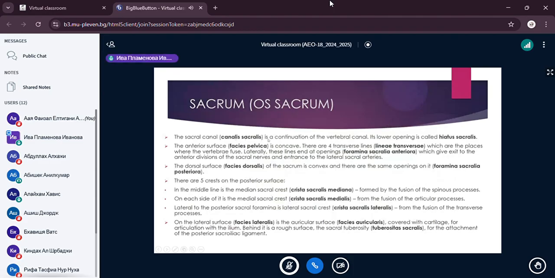Here are all these things. Sacral canal with its opening hiatus sacralis, facies pelvica or anterior surface with the transverse lines, with the foramina sacralia anteriora, the dorsal surface with foramina sacralia posteriora, crista sacralis mediana, both the 2 crista sacralis medialis and crista sacralis lateralis. On the lateral surface, we have an auricular surface, facies auricularis, for articulation with the iliac bone, and the sacral tuberosity for the attachment of some ligaments.